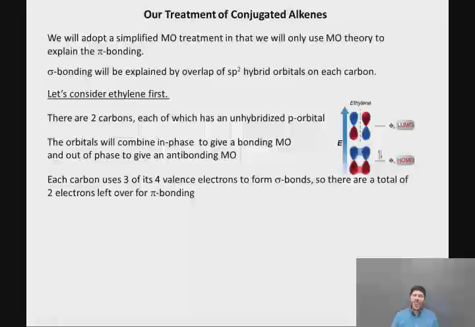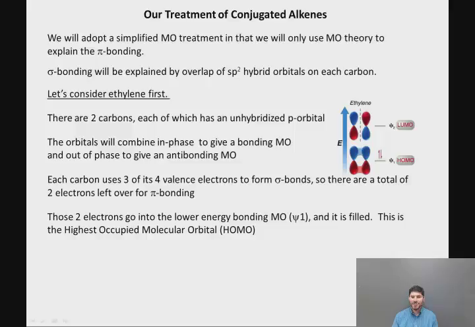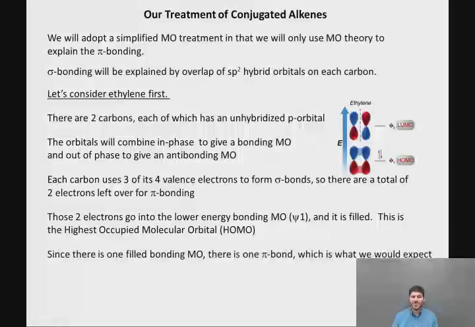Okay, so why is the HOMO occupied? Well, each carbon uses 3 of its 4 valence electrons to form the sigma bonds. So you have the sigma bond to the other carbon and the sigma bond to each of the 2 hydrogens. What that means is there are a total of 2 valence electrons left over to use for pi bonding. Those 2 electrons are going to go into the lowest energy orbital. Just like in the Aufbau principle for atoms, you want to put electrons into as low an energy orbital as you possibly can. Therefore, it is going to be filled.